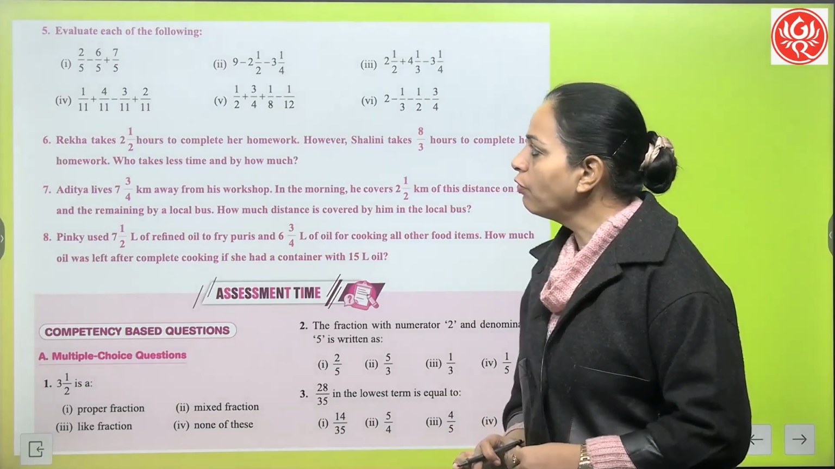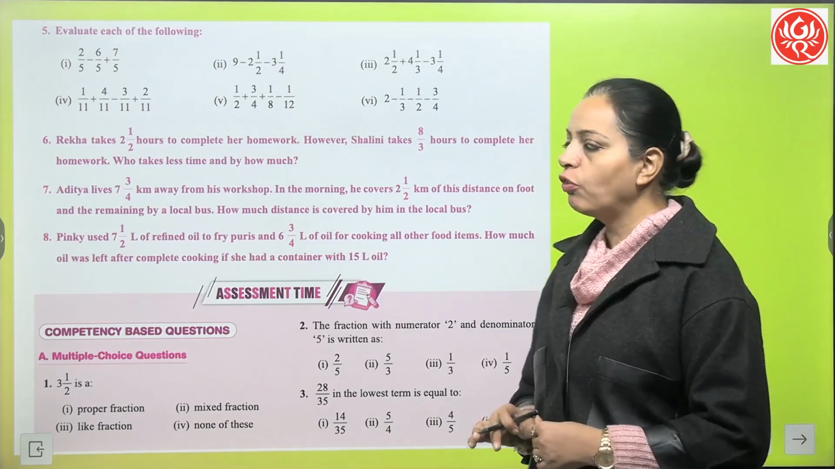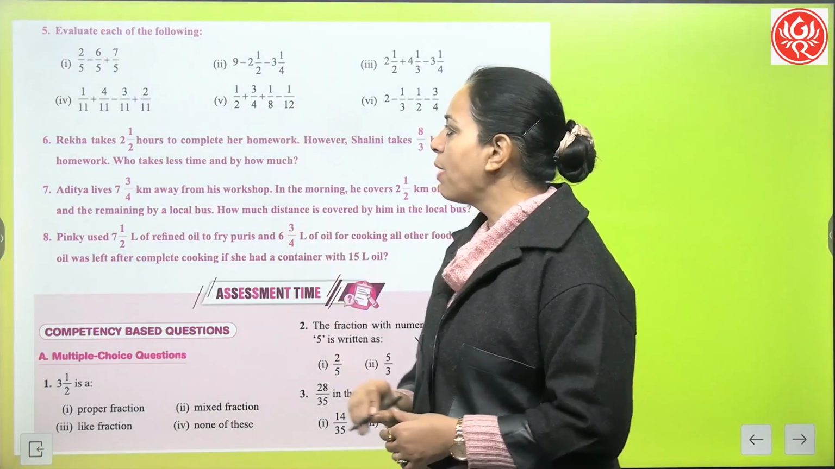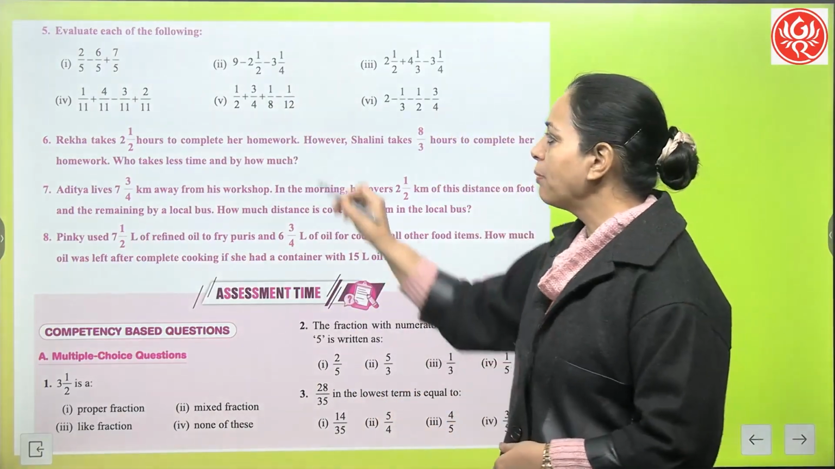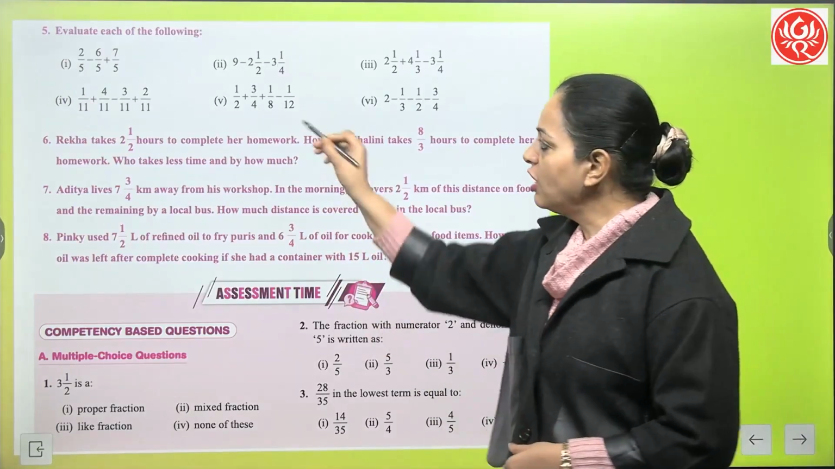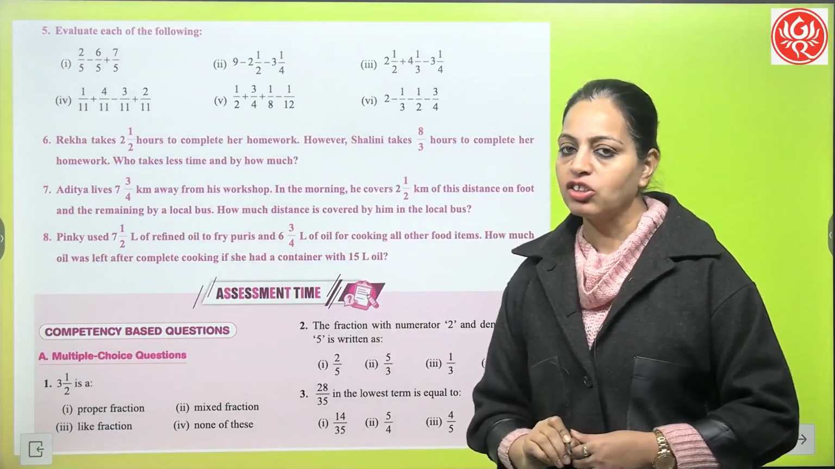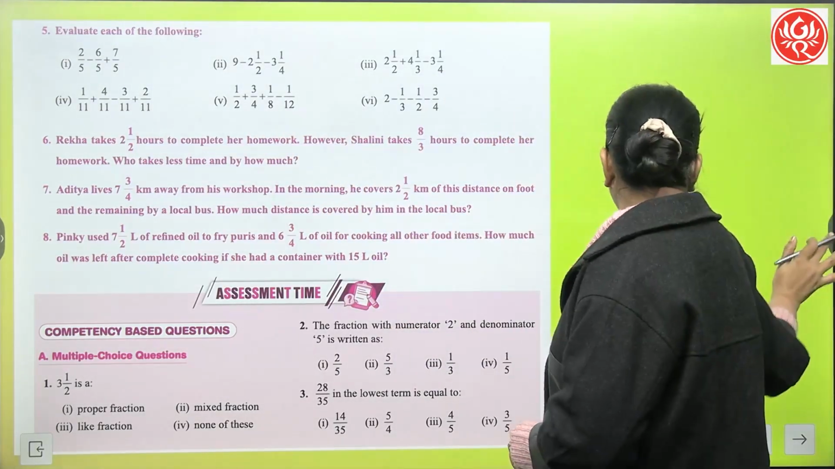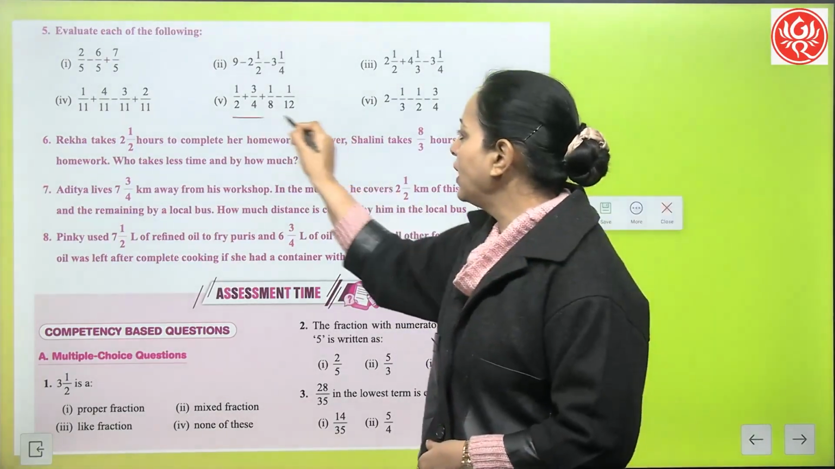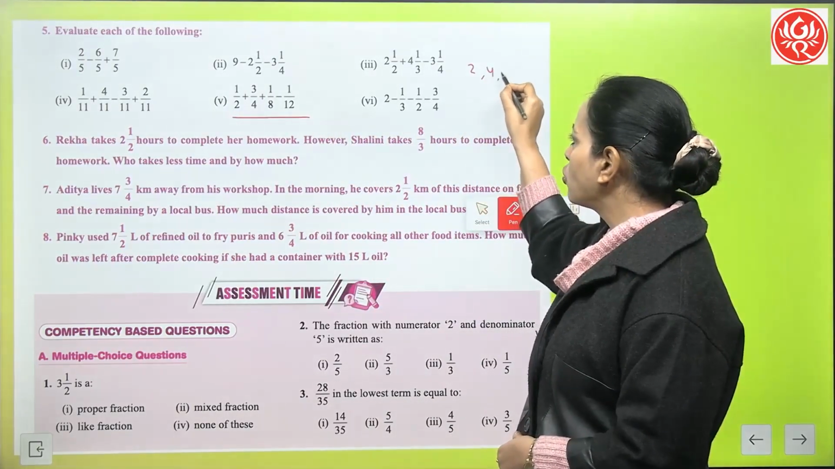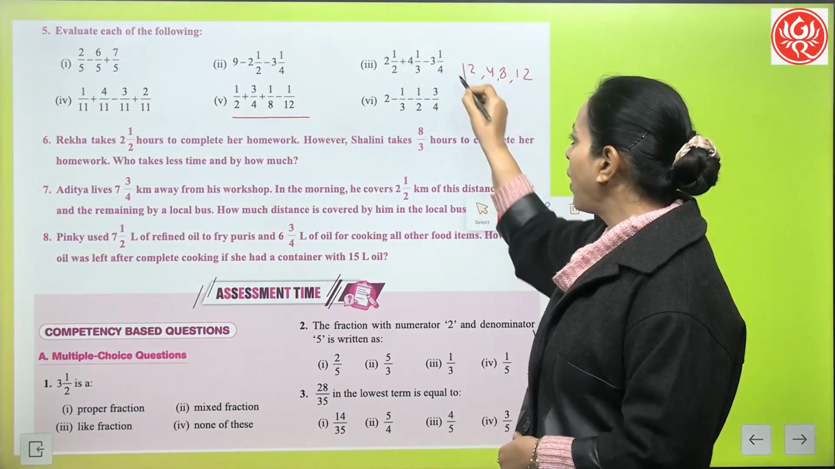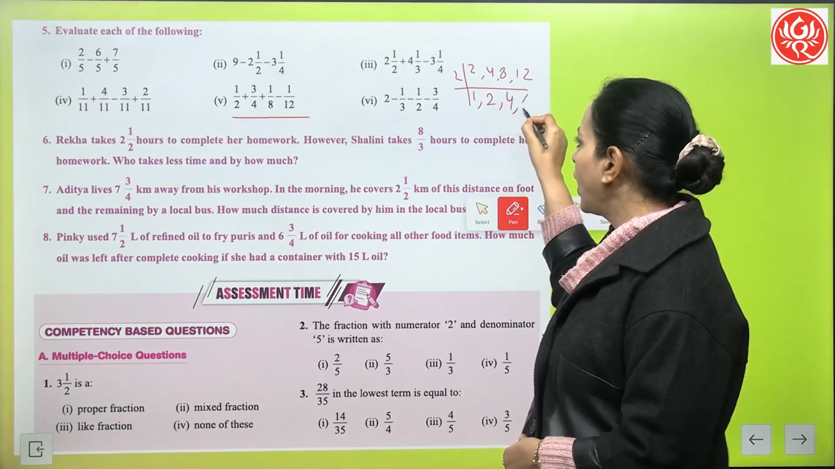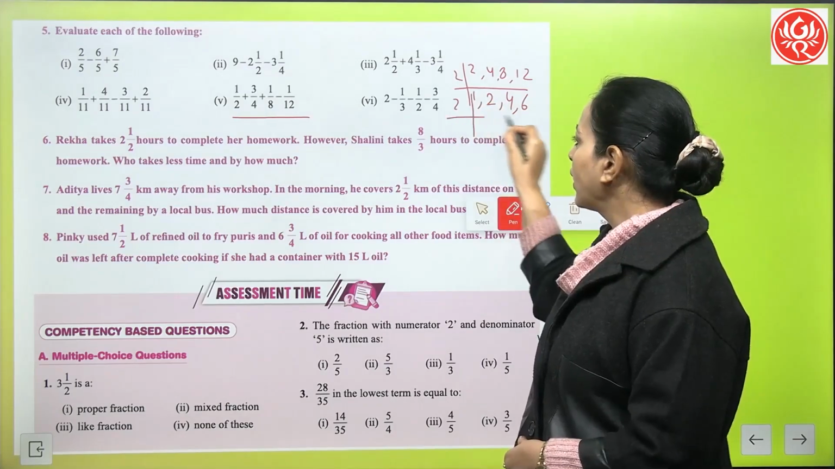Okay, now the fifth one, evaluate each of the following. So here, like fifth part, 1 by 2 plus 3 by 4 plus 1 by 8 minus 1 by 12. These all are unlike fractions. So what will we do? First of all, take the LCM of the denominators 2, 4, 8 and 12. You know very well how to take LCM. Divide by 2. 2 1s are 2, 2 2s are 4, 2 4s are 8, 2 6s are 12. Then again by 2.